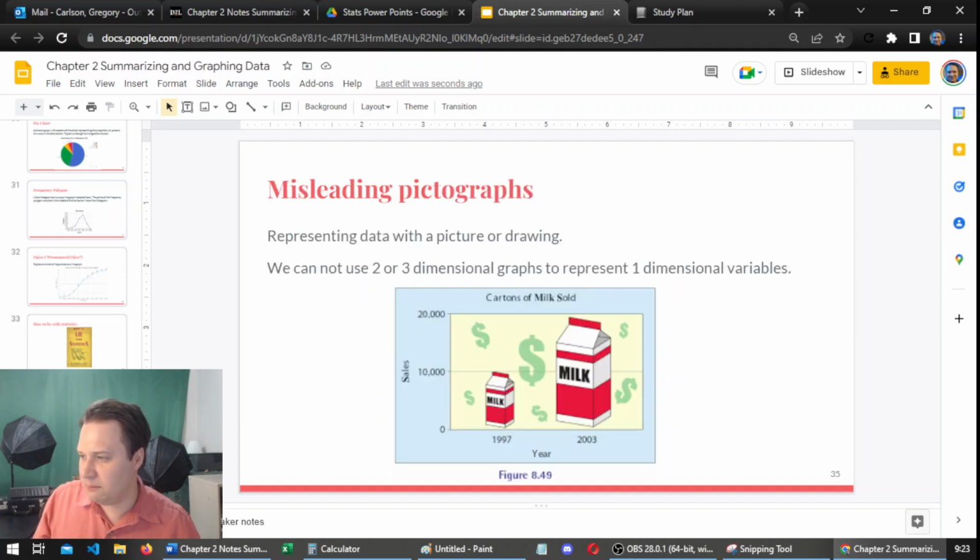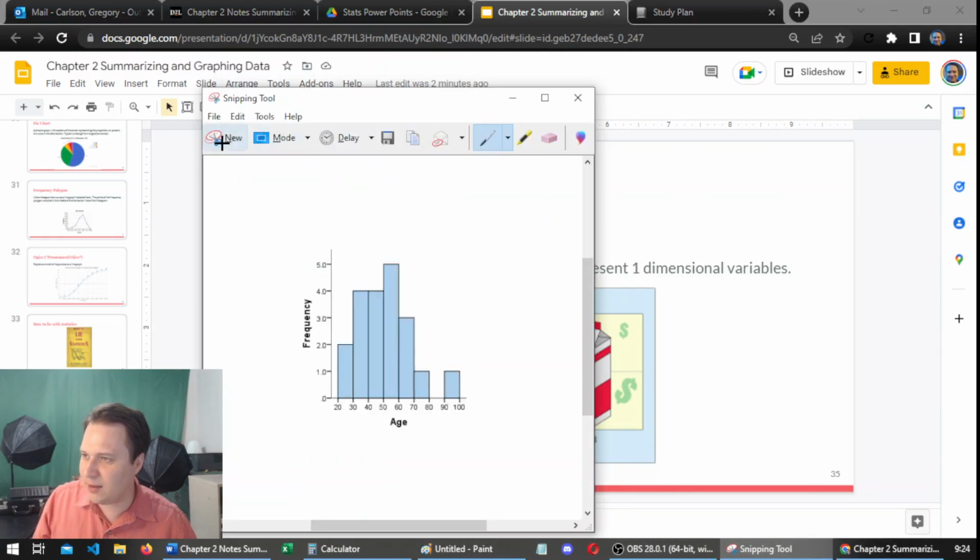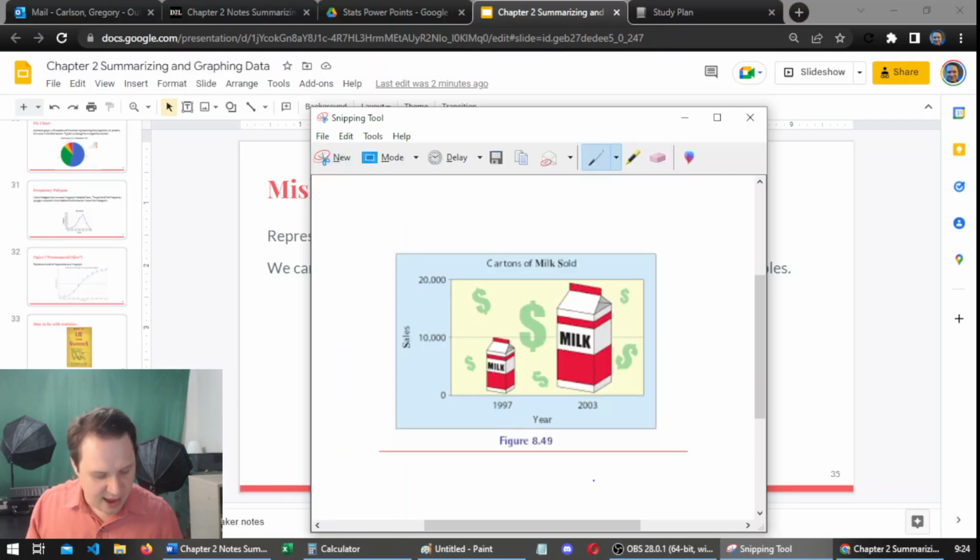Another way to mislead things is with pictograms. And so here's the idea here. You shouldn't use 2 or 3-dimensional graphs or images to represent one-dimensional data. So like, for example, here it's telling you how much milk you sold. And in the first year, 1997, you sold 10,000 cartons of milk. And in the second year, you sold 20,000 cartons of milk. And so that sounds great, but you're sitting there thinking, how can I get a bigger bonus? How can I show my boss how much more we sold? So that I can, if you're the salesperson, for example, get a bigger bonus.